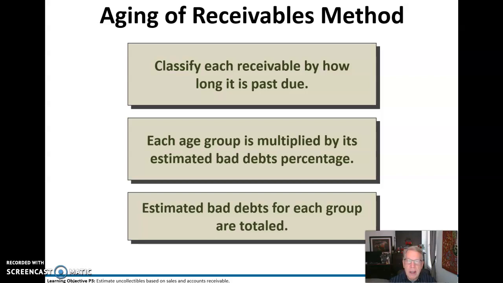Okay, let's classify each receivable. In this case, we're going to look at another receivables method. I would argue the most prevalent. We're going to classify each receivable by customer and determine how long it's been past due. As that receivable ages, it's increasingly, exponentially increasing your percentage that you're not going to be able to collect that. So let's see how that works.